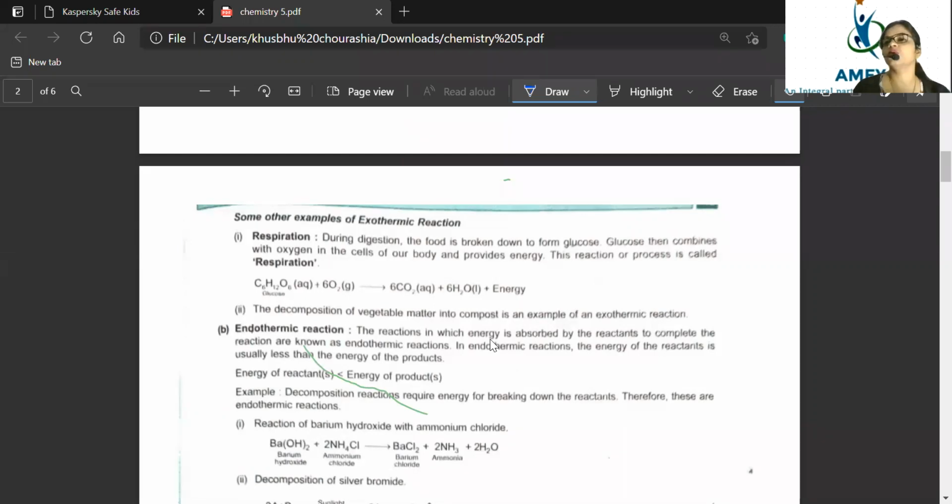Just remember one shortcut: when glucose is formed in a plant, it is endothermic. But when we eat the plant and store this glucose inside our body, it will burn and release energy. The plant absorbs energy from sunlight and prepares its food. We eat the plant, and whatever energy the plant has, we take that energy in the form of food, and then inside our body respiration in each and every cell will take place.